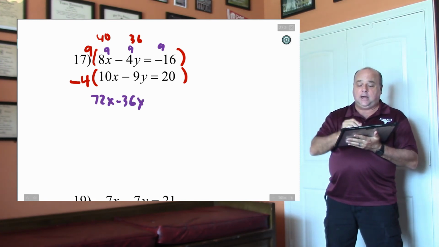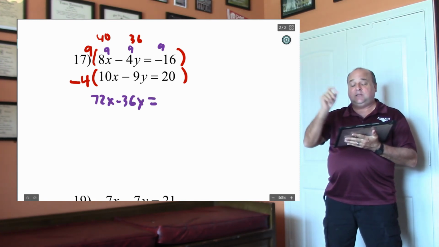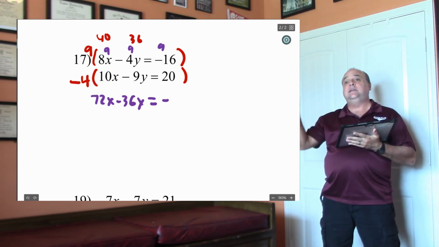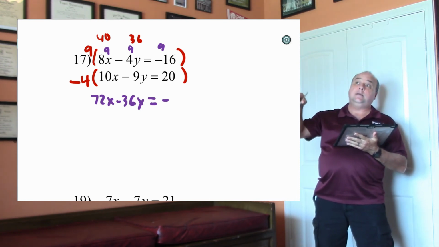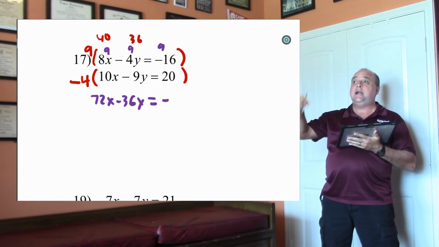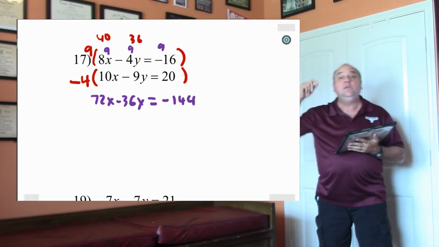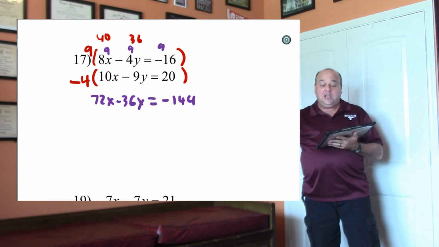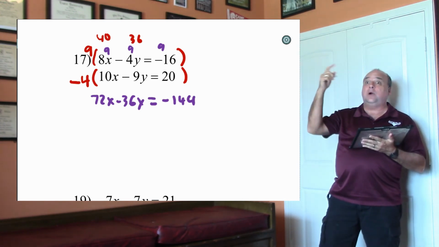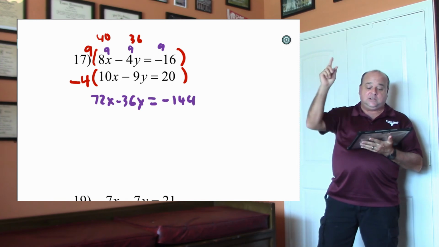Sign, number, letter, right? Equals 9 times negative 16 is a negative. 6 times 9 is 54. 9 times 10 is 90. 54 plus 90 is 144. Mr. Toops rocks. Built-in calculator. If you cannot do 9 times 16 in your brain, you have to use a calculator. Let's go to the bottom.